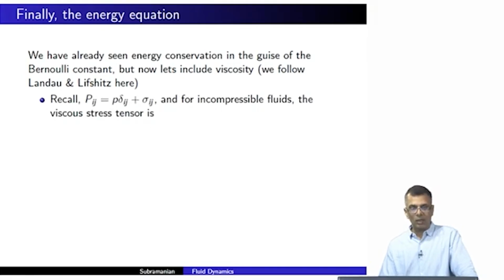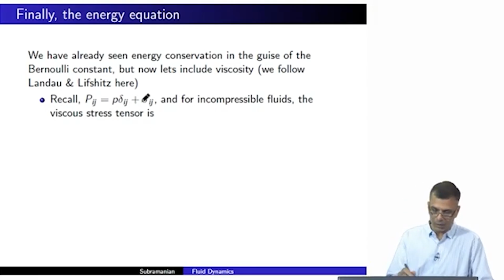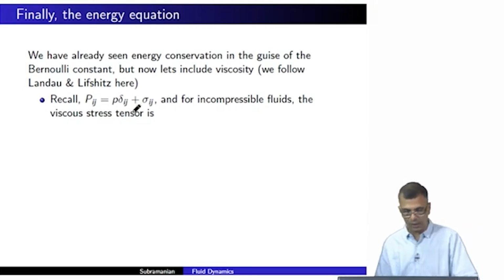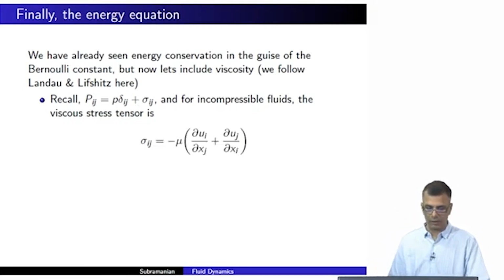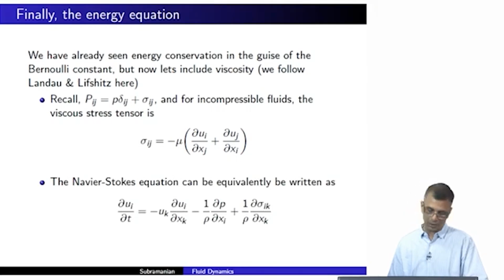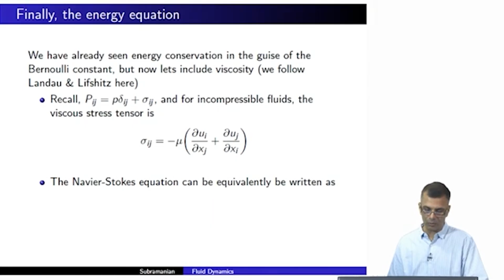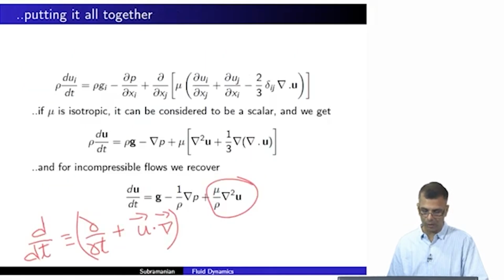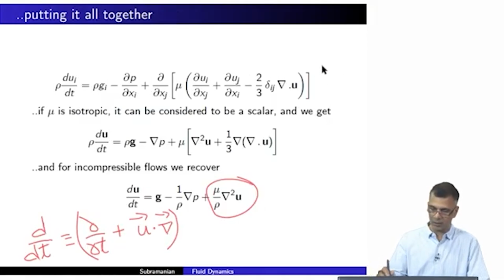So, recall, this we have already seen, Pij, this we have already seen, and the viscous stress tensor is this. We just wrote this down, and the Navier-Stokes equation can equivalently be written as this. It is really the same as what we wrote down here. It is really the same as this.